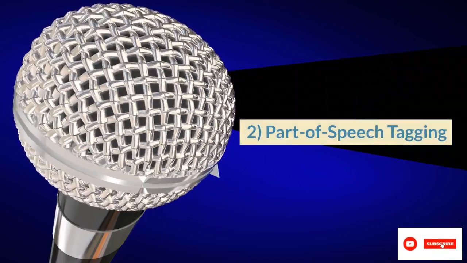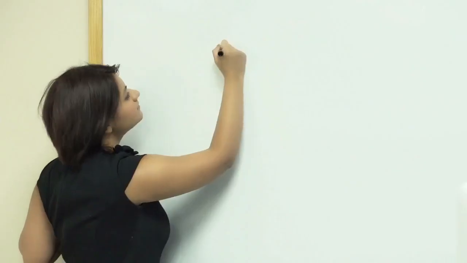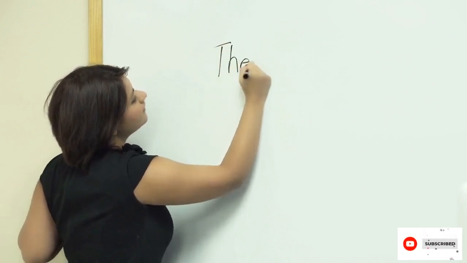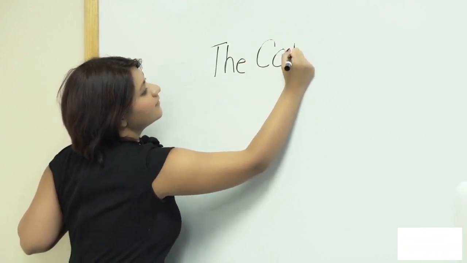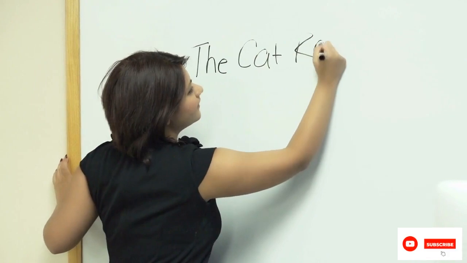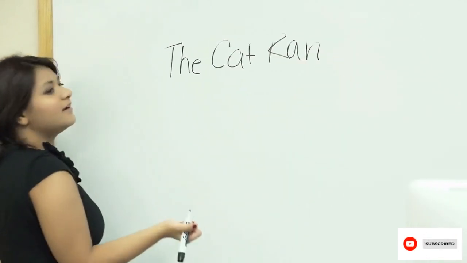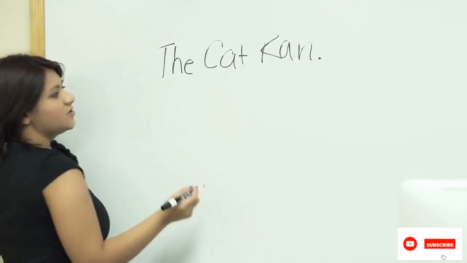2. Part-of-speech tagging. Part-of-speech, POS, tagging involves assigning a grammatical category, such as noun, verb, adjective, etc., to each word in a sentence. This process aids in understanding the syntactic structure of sentences and plays a pivotal role in various applications like text summarization, machine translation, and grammar checking.